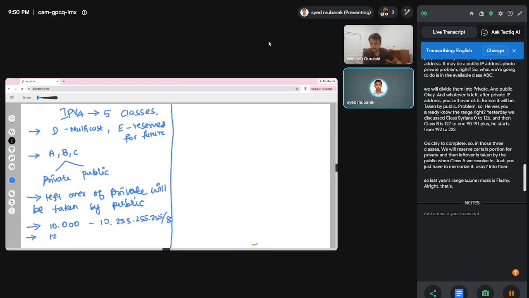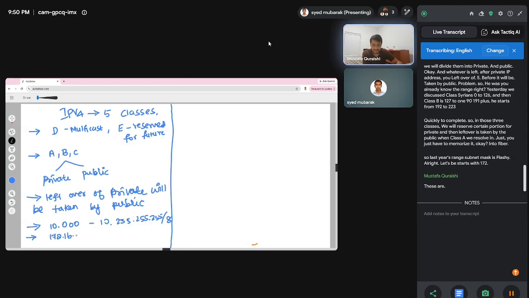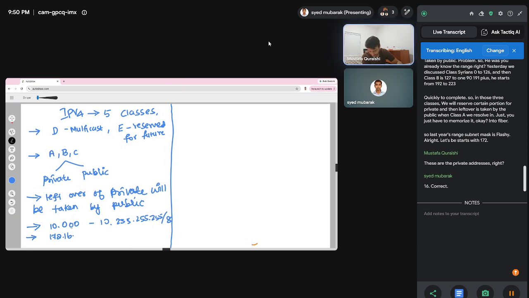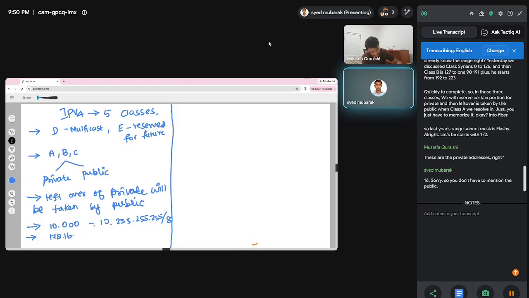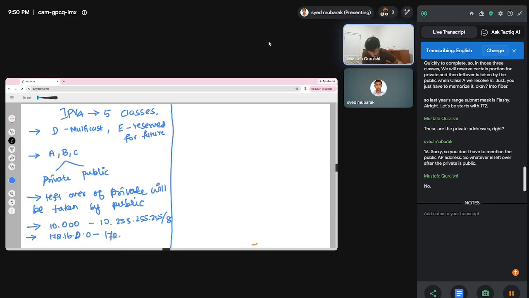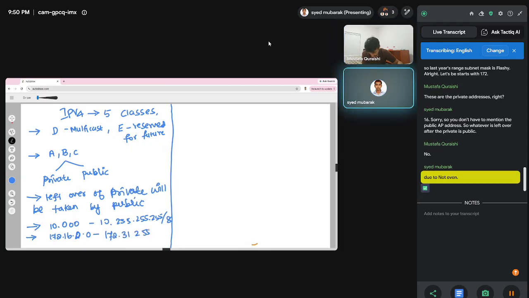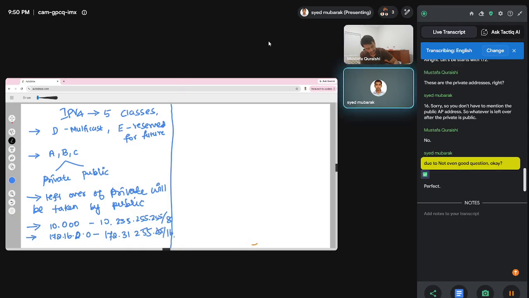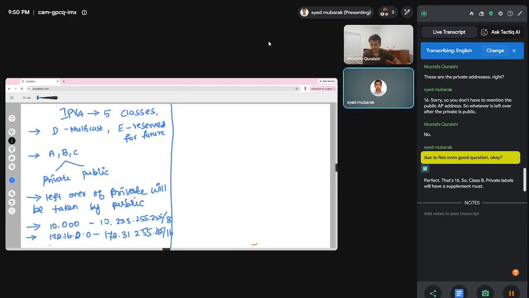Class B starts with 172. These are the private addresses, right? Correct. So you don't have to mention the public IP address. So whatever is left over after the private is public. 172.16 to 172.31.255.255. That's /16. So class B private IP address will have a subnet mask of /16, right?